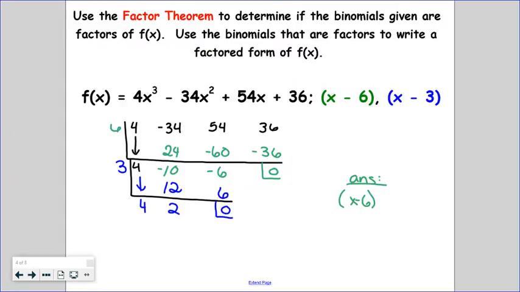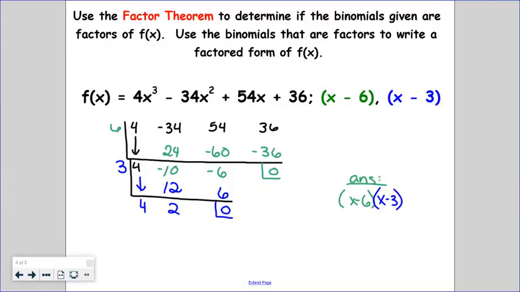So here's our variety where both work. I got a remainder of 0 a second time. And any time, at any point, I get a remainder of 0, that is a 0 of my function, or that is a factor of my function. X minus 3 would get included in my answer.